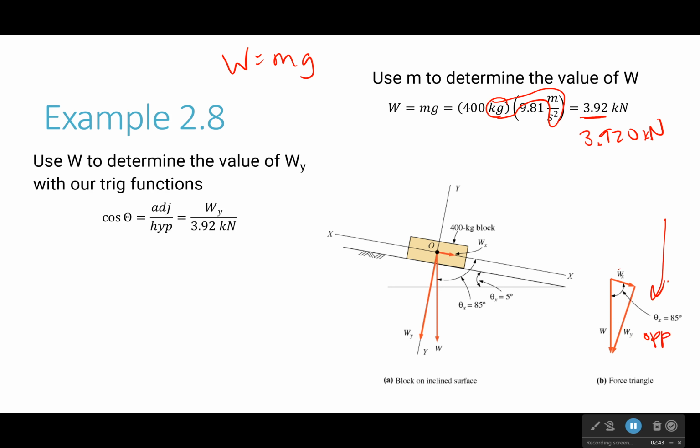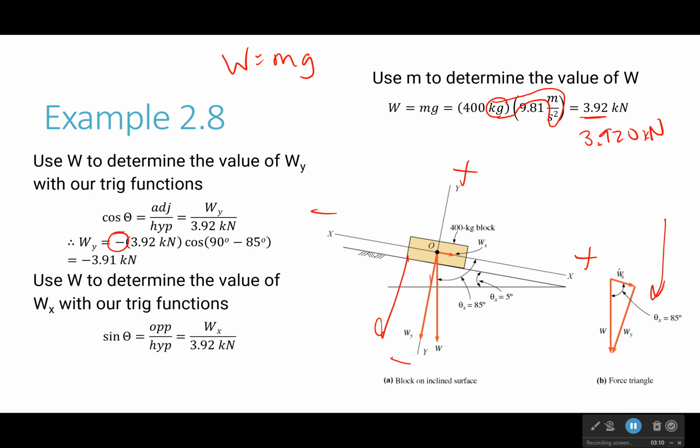The adjacent side is the side that is touching the angle. The opposite side is the one that's kind of like the base of the triangle if your angle is the point. So I plug it in here, and I get 3.92 kilonewtons times cosine of 5 degrees. And you see I added a negative sign here. I did that because it's pointing in the negative x direction. I always consider down to be negative, up to be positive, right to be positive, and left to be negative.